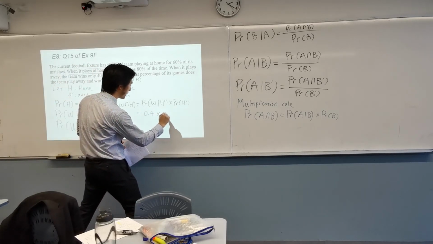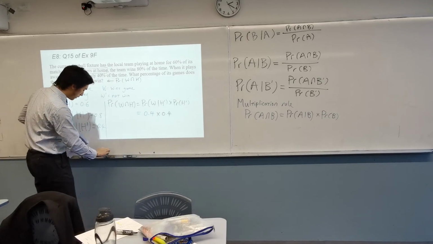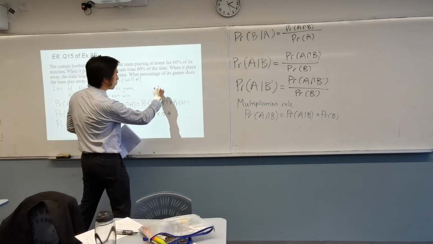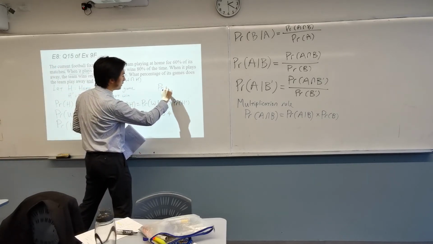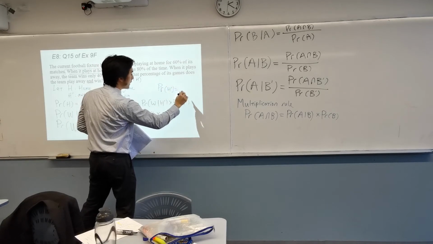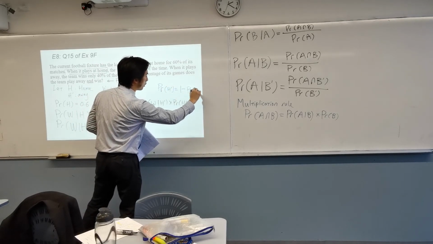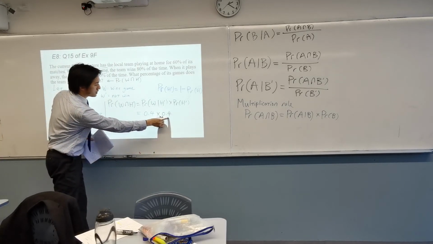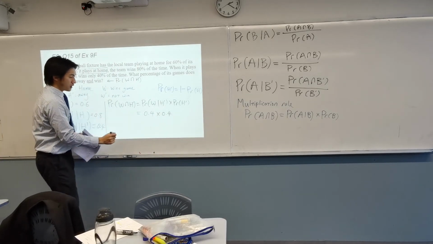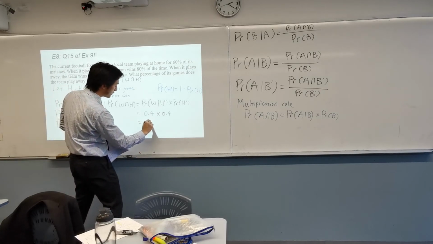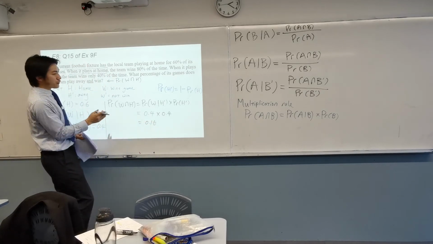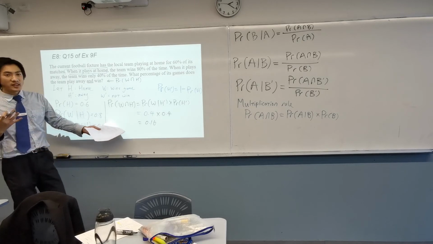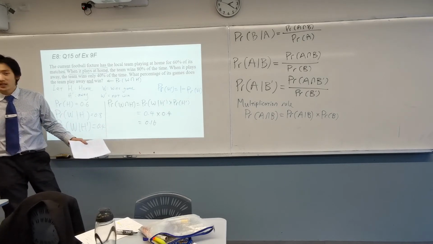So multiplied by 0.4. I'll rewrite it just so we know where this comes from. The probability of an away game is the complement of having a home game. You're either home or away. So this is where we got the 0.4 from. And 0.4 times 0.4 is 0.16. And we've got our answer. So at the end, you can write a general statement to answer this.